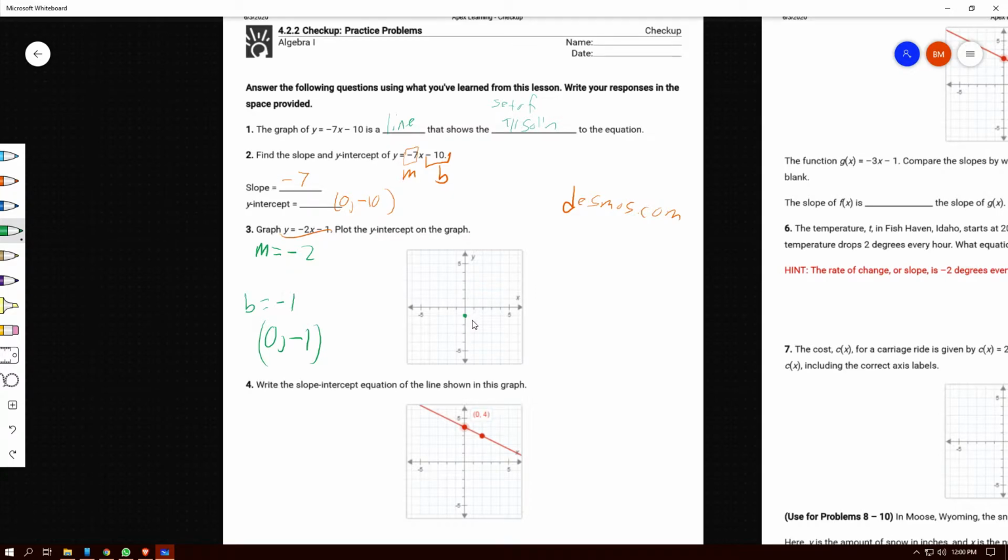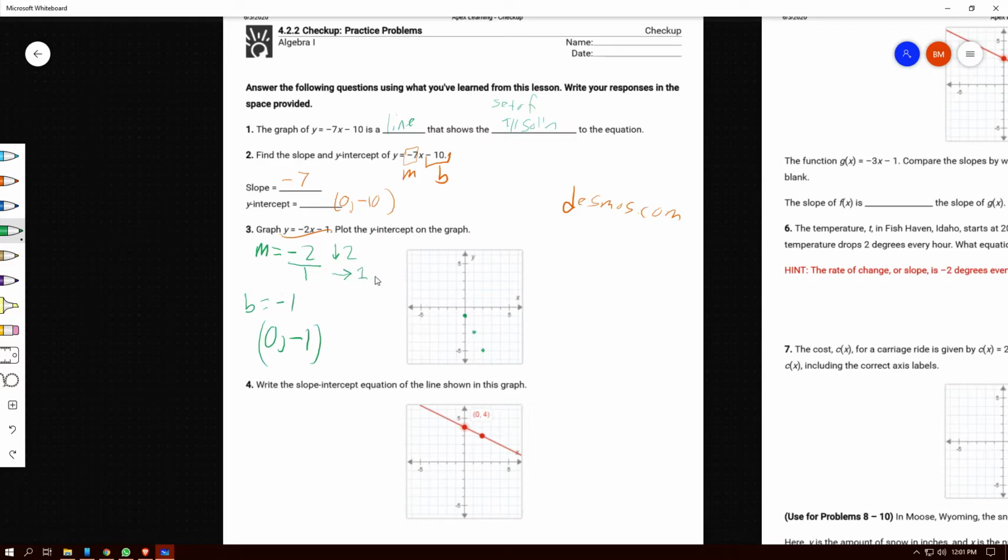All right, so there's my y-intercept. Now I'm going to use my slope to get some different points. I have a slope of -2, and I can just say this is -2 over 1. Since this is a -2, this is down 2 over to the right 1. So I go down 2, over to the right 1. Down 2, over to the right 1. All right, so I got those points there.